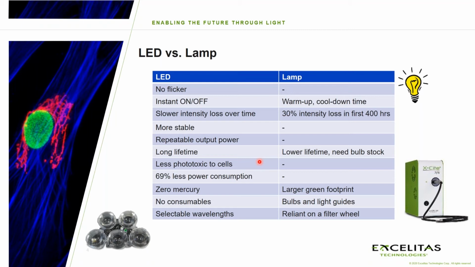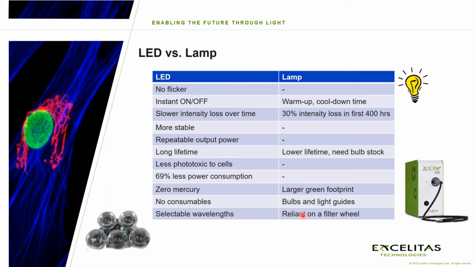And because there's no mercury, there's a lower green footprint, whereas lamps have a larger green footprint as far as being environmentally sustainable. With an LED unit, there's no consumables. With the lamp unit, you definitely have to have bulbs to replace when the lamp intensity degrades over time.